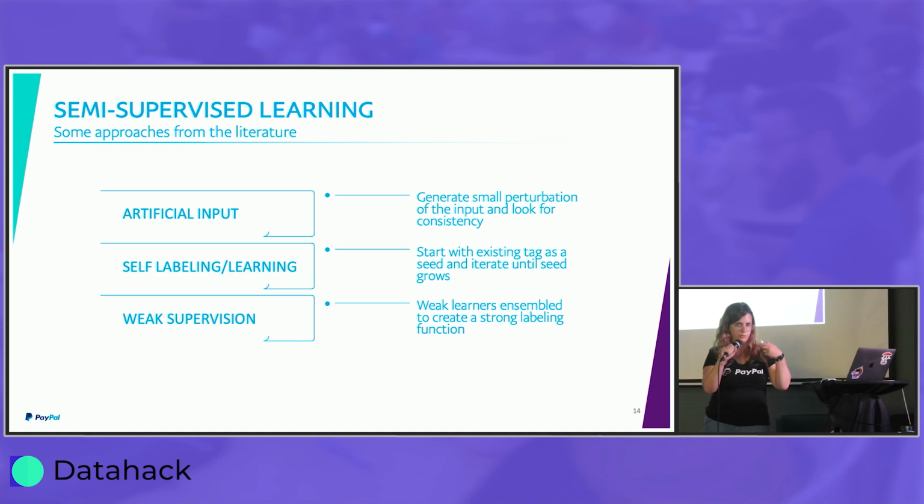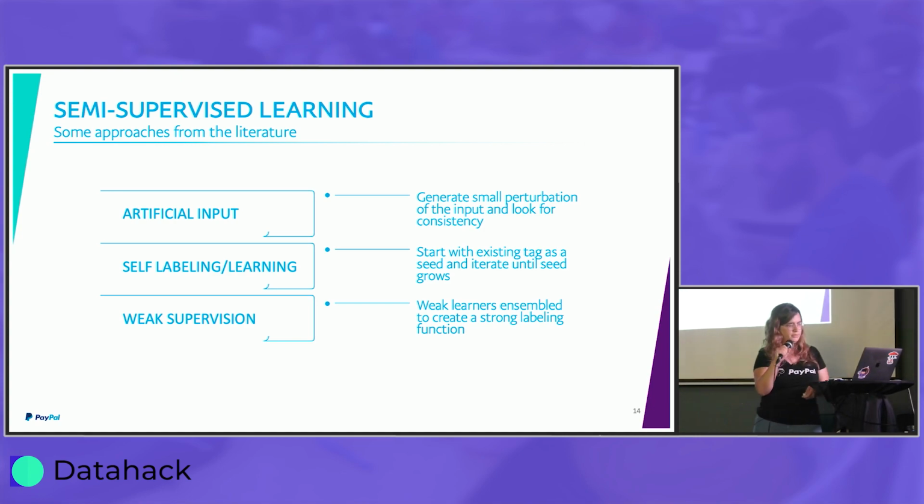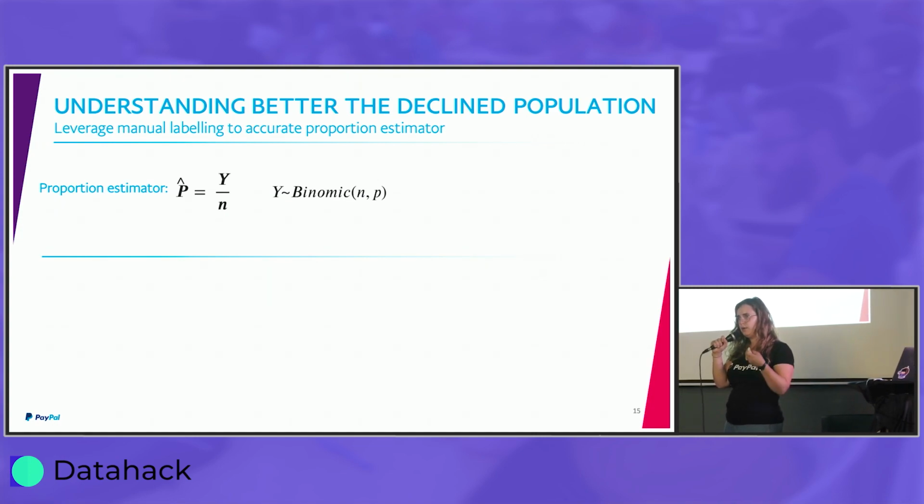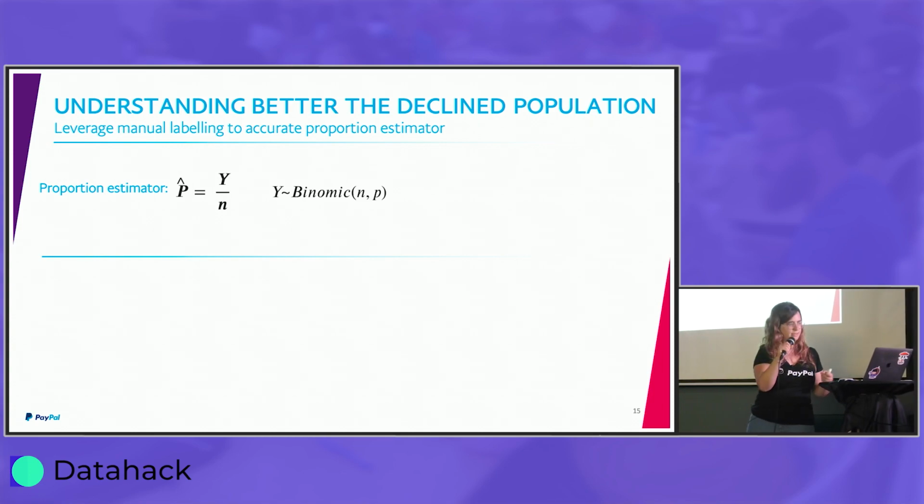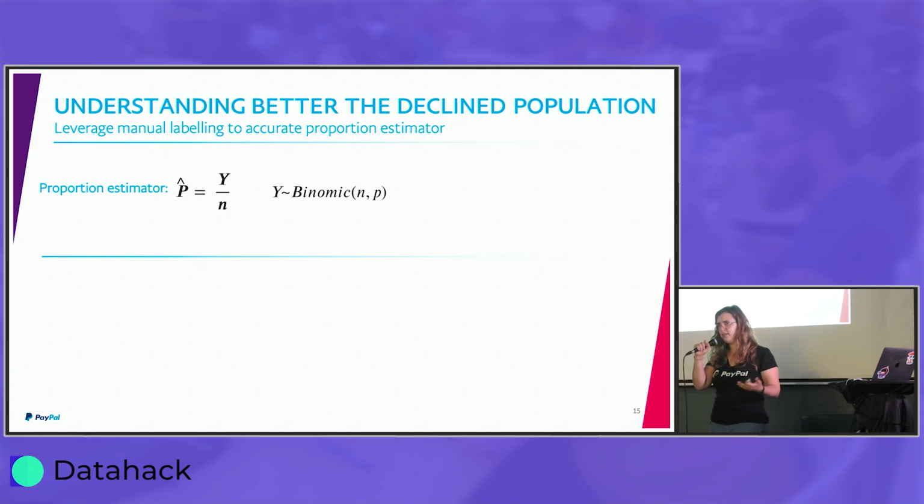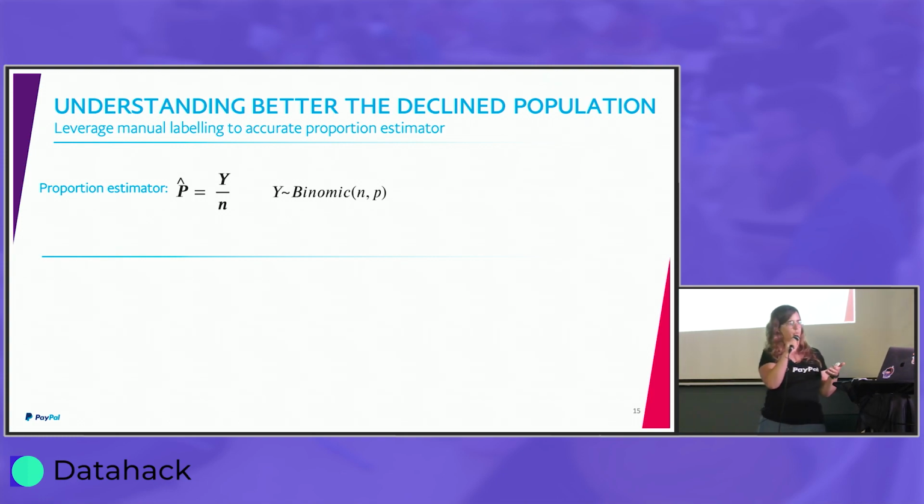So in order to overcome the problem in a simpler manner, we would first need to better understand how this declines population looks like. And for that, we can use some statistics. If we think about it, for that declines population, what we're trying to understand is the precision of that population, or the bad rate of that population. And that is actually a proportion. So we can use the proportion estimator in order to estimate that. So how do we do it?